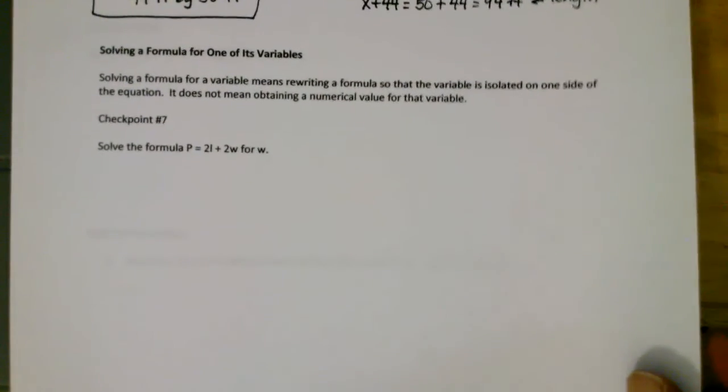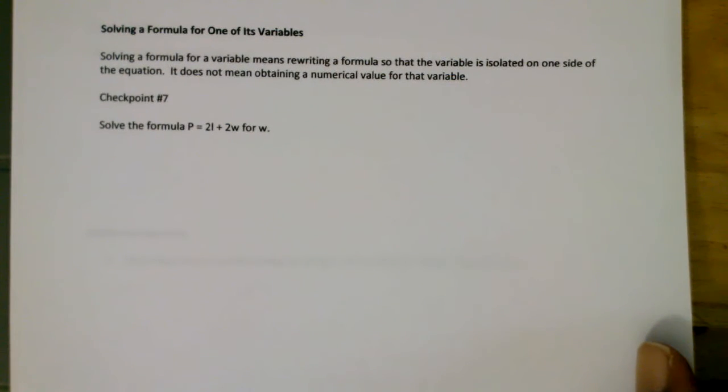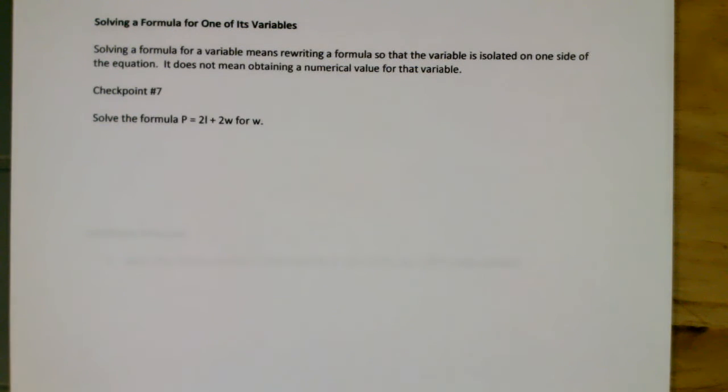Now, next we're going to look at solving a formula for one of its variables. So here we're going to be given a formula, and you want to rewrite the formula so that the variable is isolated on one side of the equation. Now, it does not mean we're obtaining a numerical value for that variable. We're just writing it in a different way so that one of the variables will be by itself.